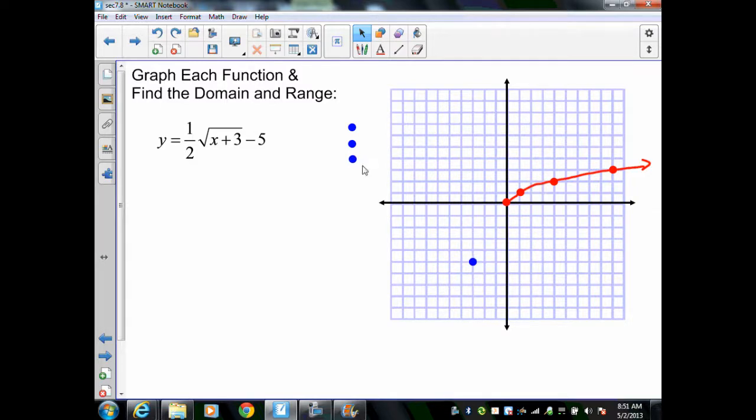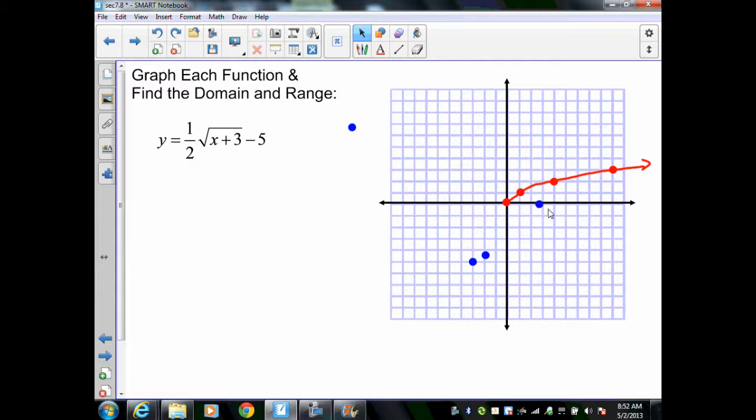My next ordered pair is 1. I move it 3 units to the left: 1, 2, 3. The output at that 1 is a y value of 1. Times that by 1/2. 1/2 times 1 is 1/2. And then I move that down 5 units: 1, 2, 3, 4, 5.